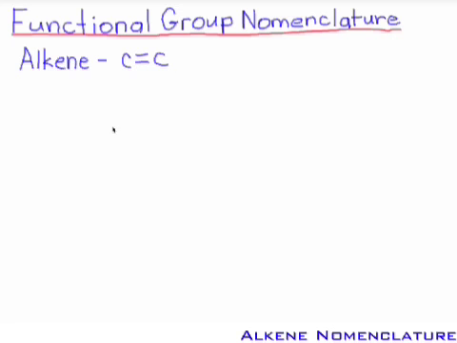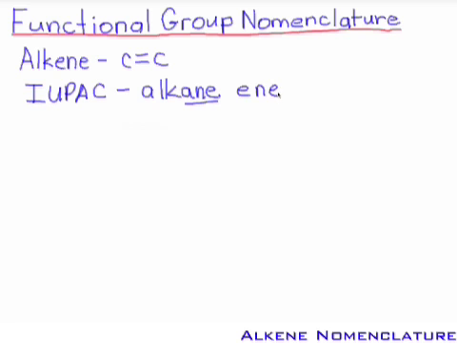The IUPAC name is derived from the alkane name. The only difference is we drop the ane and we replace it with ene. The best way to begin is to examine a molecule that has a double bond in it. So let's try something like this.